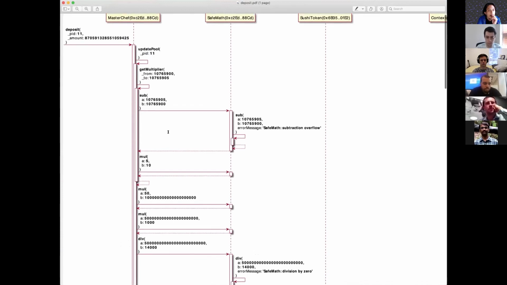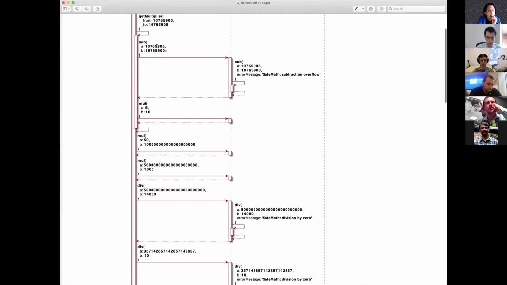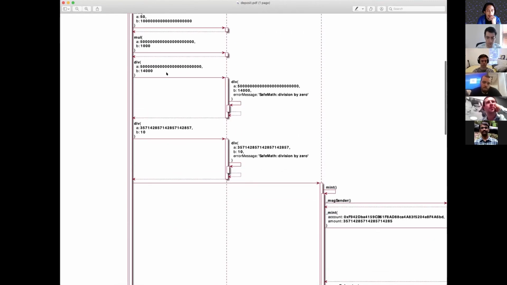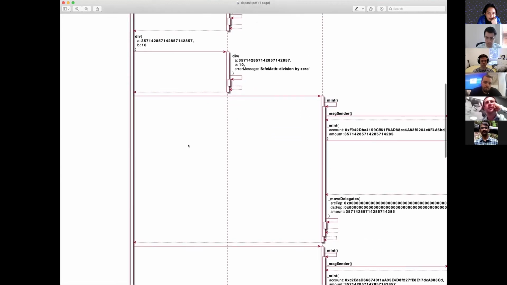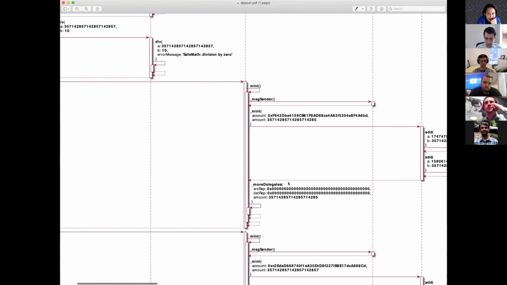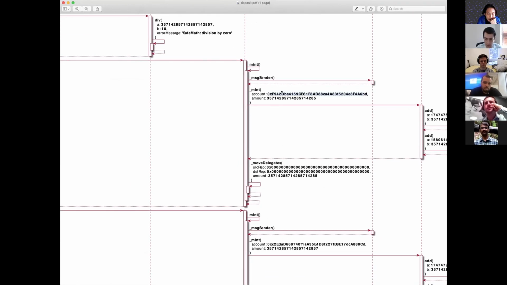And so what this update pool does is this is the issuance, right? Update pool figures out how many tokens it needs to mint. And then you can see it actually does this minting, and it mints, which one's bigger?